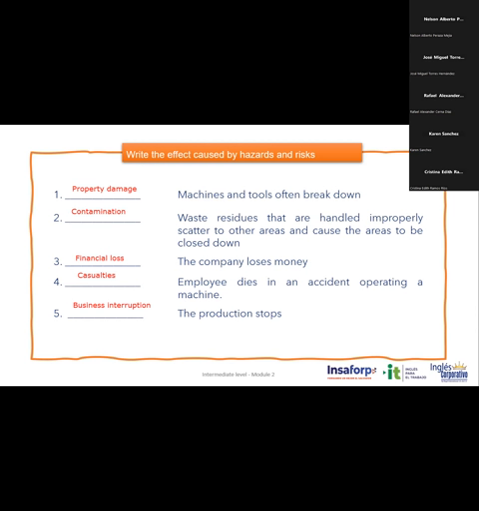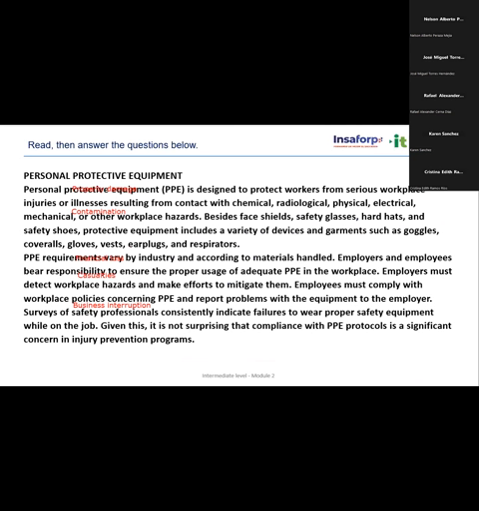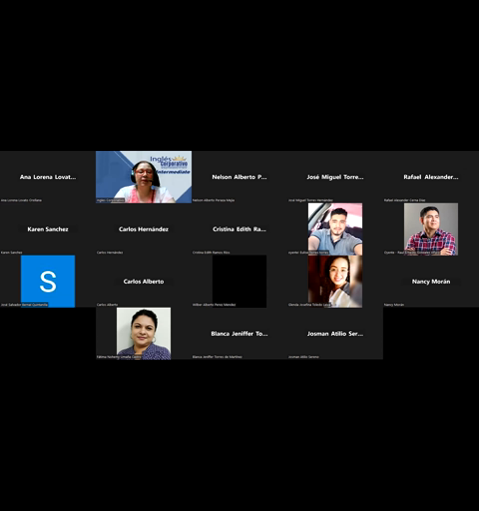Okay, now let's read this paragraph. It's an excerpt of an article too, so we want to practice reading comprehension. We are going to read about personal protective equipment. Okay. I will stop sharing and I will play an audio. It's about personal protective equipment.